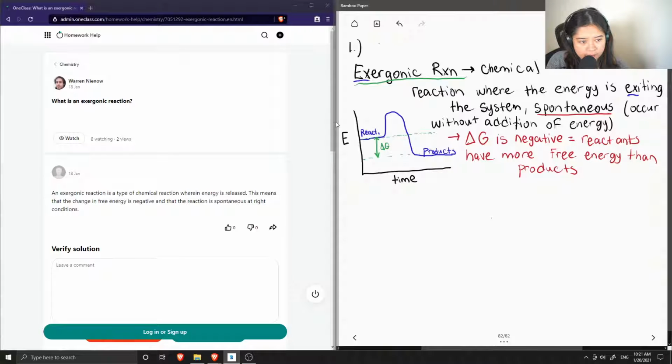Delta G is less than 0, so that means that it is negative. And we can also say that energy was removed. So you can see our reactants are at a much higher energy than our products. And this is the characteristics of an exergonic reaction. So now let's see the opposite of an exergonic reaction, which is an endergonic reaction.